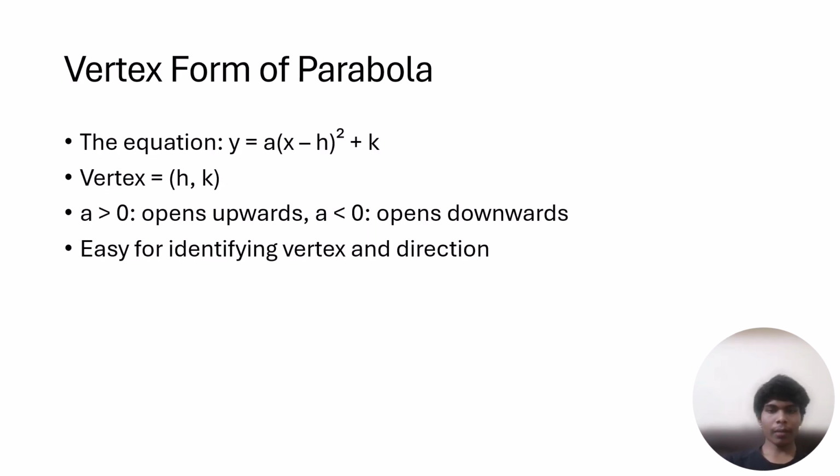Vertex form of a parabola. Vertex form means we have a vertex (h, k), in which y is equal to a times (x minus h) square plus k, where h and k are the vertex. If a is greater than 0 it opens upwards, and if a is less than 0 it opens downwards, as you saw in the standard equations of a parabola. It is also used for identifying the vertex and directrix.